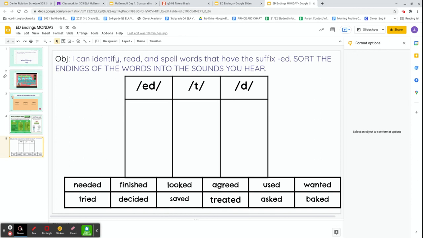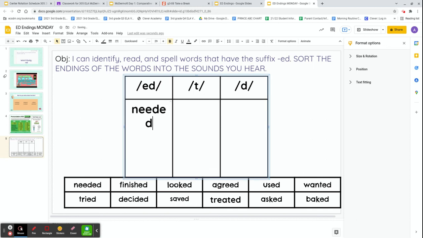If I have the word needed, what sound do you hear? Do you hear the ED or the ID? Do you hear the t or do you hear the d? Elon. The id, very good. So sometimes I write it as ED or ID. I'm going to click right here and I'm going to put needed. I can make it smaller too if it bothers you, because you know it bothers me when it's not. But it might not bother you, it's fine.